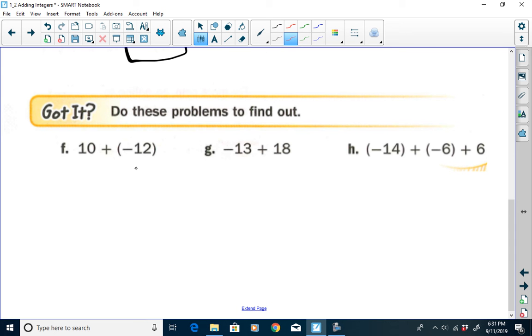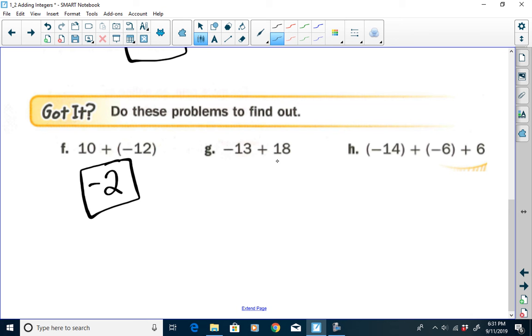Positive 10 and negative 12. You're adding integers with opposite signs, so I want to subtract their absolute values. That's going to be 2. Take the sign of the higher absolute value number. It's going to be negative 2.